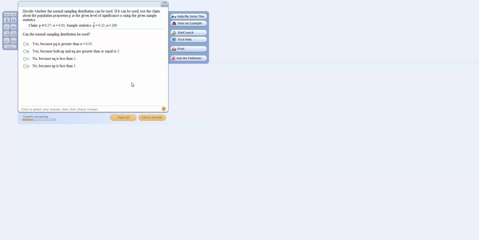Decide whether the normal sampling distribution can be used. If it can be used, test the claim about the proportion, or the population proportion p, at the given level of significance alpha using the given sample statistics. The claim is p is not equal to 0.27, alpha equals 0.05. Sample statistics: p hat, our proportion, is equal to 0.23, and n is equal to 200.